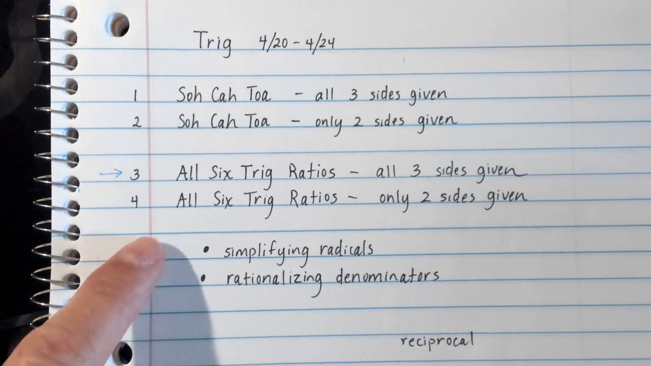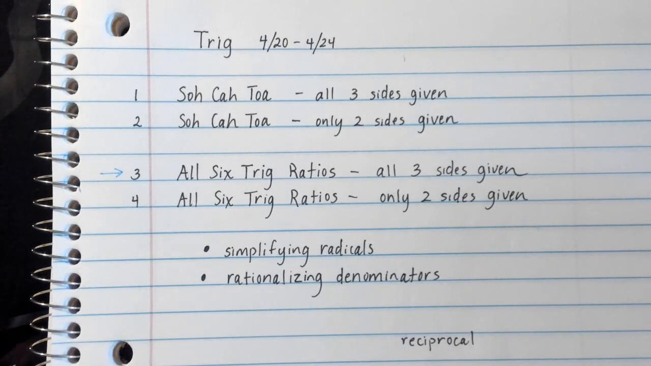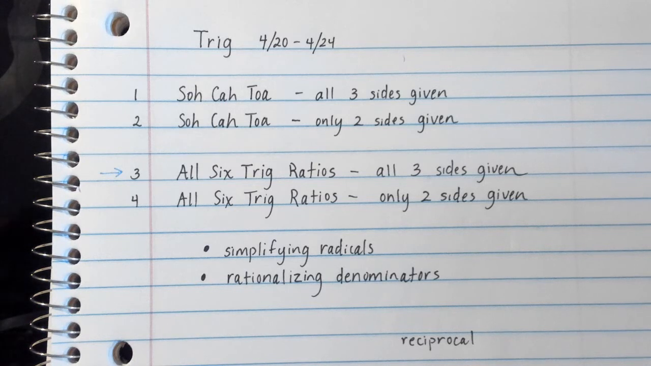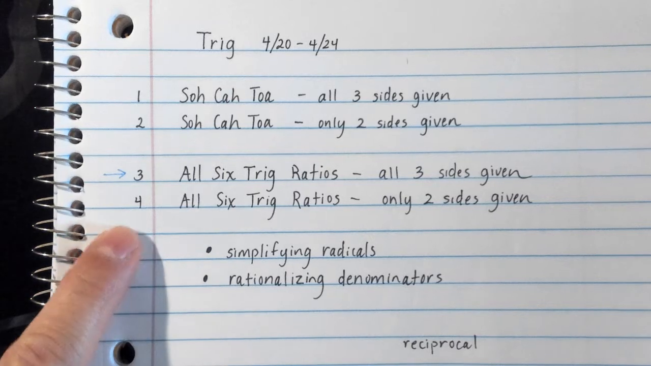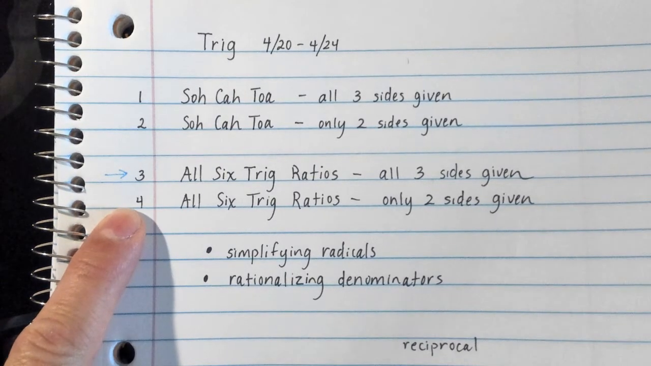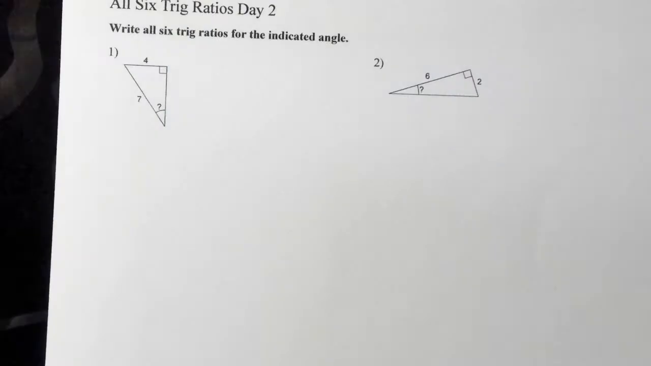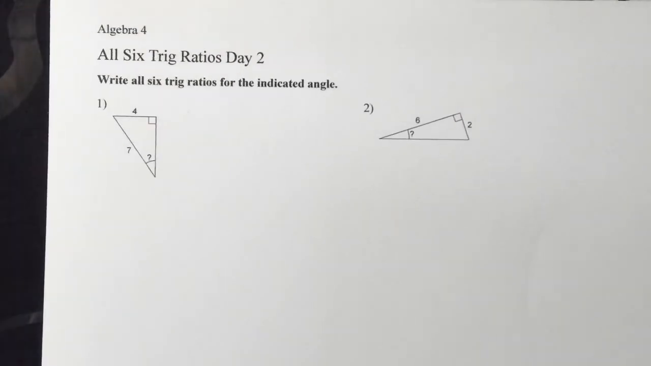Okay, this lesson, all 6 trig ratios, but this time we're only going to give you 2 of the sides, so you're going to have to find the third side by using the Pythagorean Theorem. So we're on lesson 4 for the week. Got some examples here. So same process.